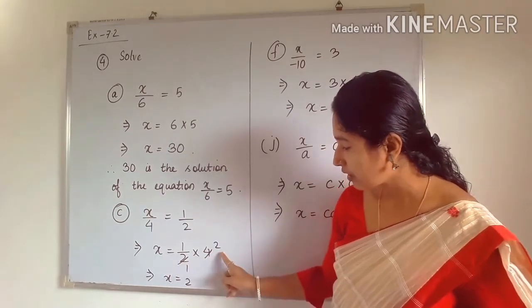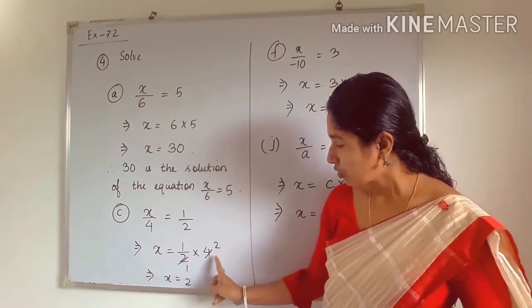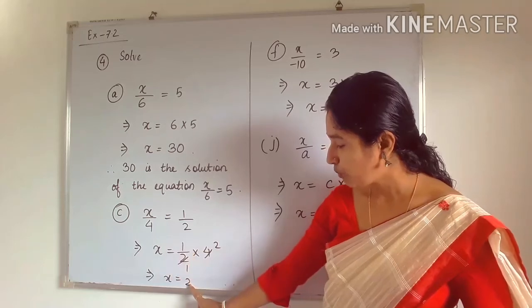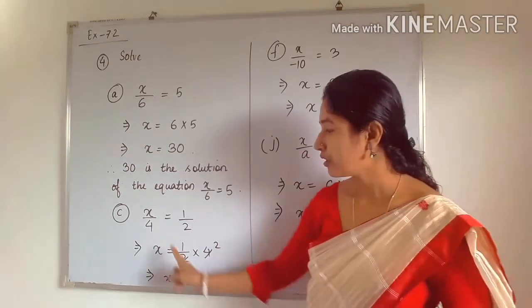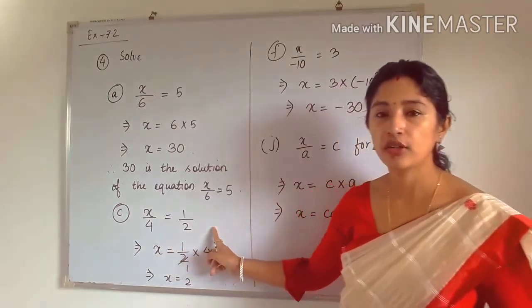So this can be cancelled out, okay, so 2 2s are 4. So by that way we will get what? 2 by 1, that is 2, okay. So 2 is the solution of the equation x by 4 is equal to 1 by 2.